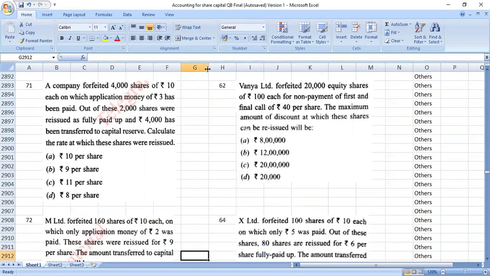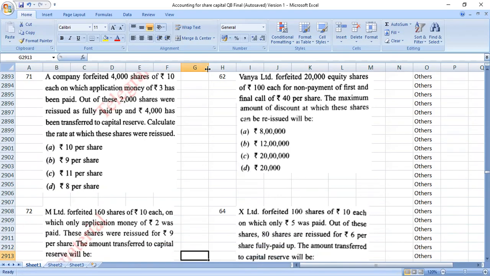A company forfeited 4,000 shares of 10 each on which application money 3 has been paid. Of these, 2,000 shares were reissued as fully paid up. This question we already solved, guys. Okay, solved.